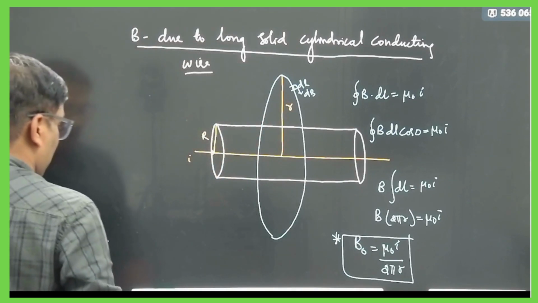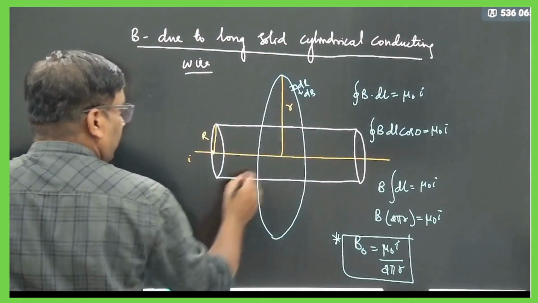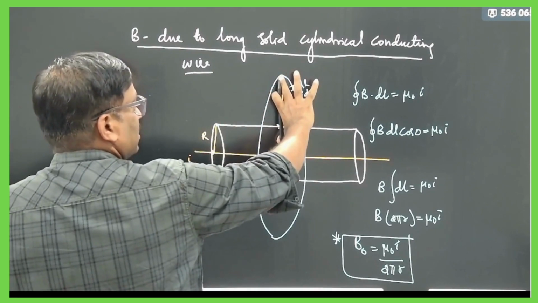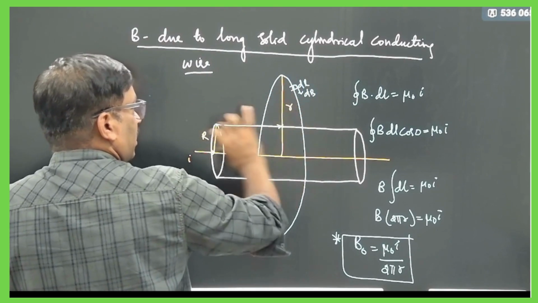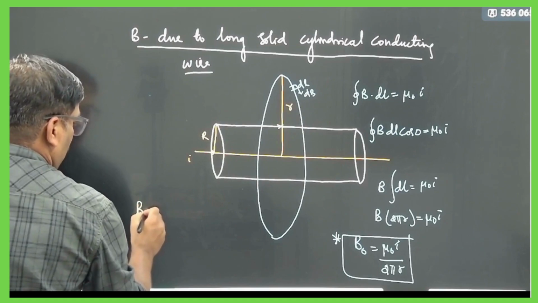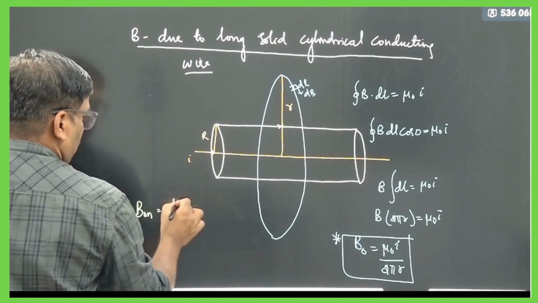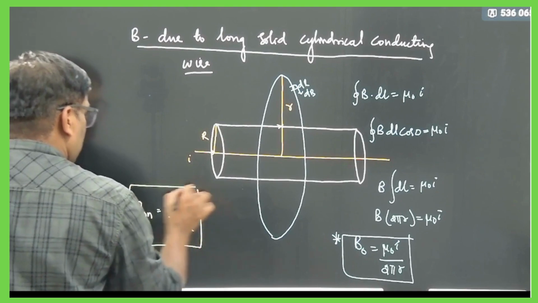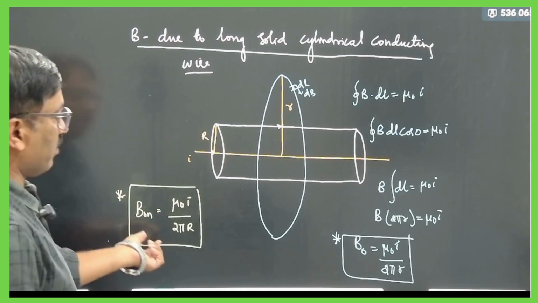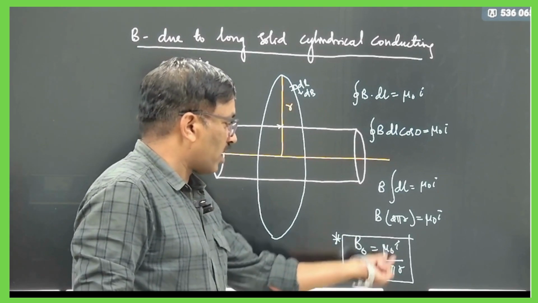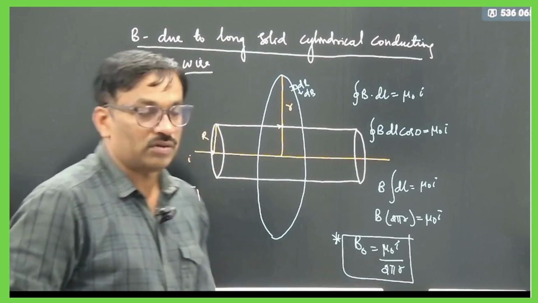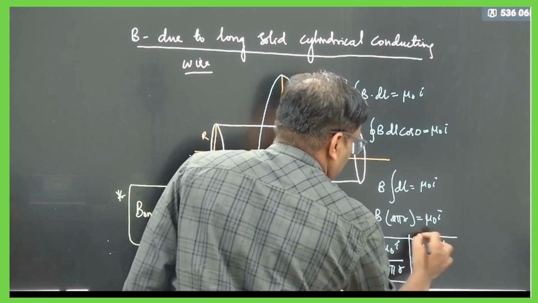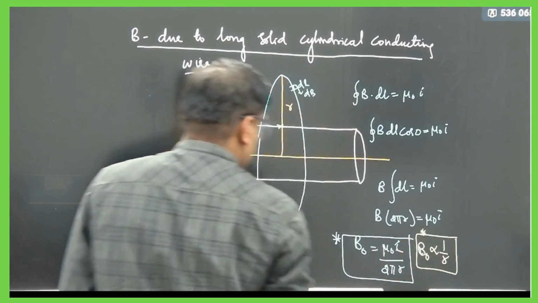Now we want to calculate the magnetic field on the surface of the cylindrical wire. You know the radius there is capital R, so on the wire you can rewrite it as mu naught I by 2 pi R. This is the magnetic field on the wire. And the magnetic field outside the wire, mu naught I by 2 pi r, is inversely proportional to r and directly proportional to the current.